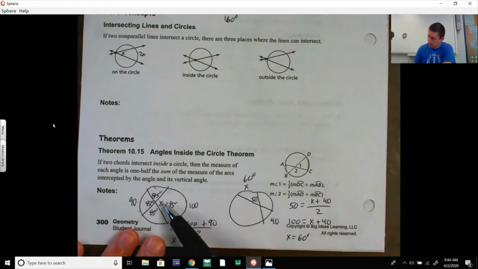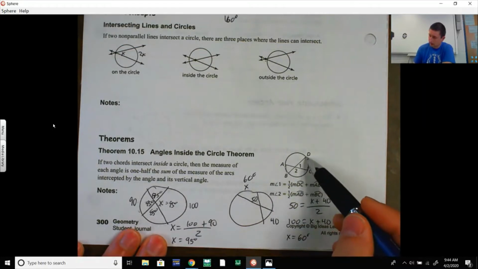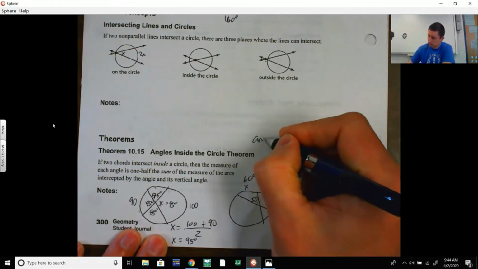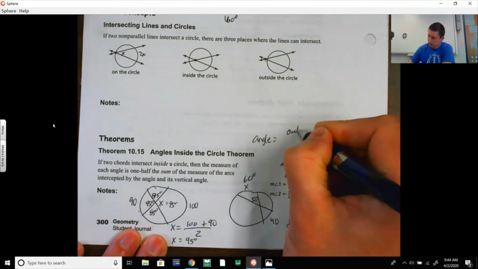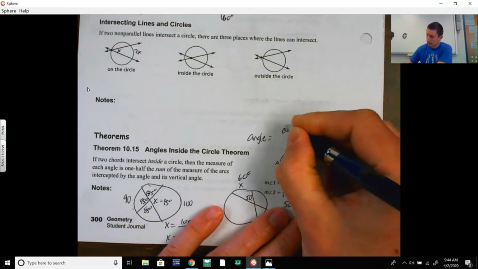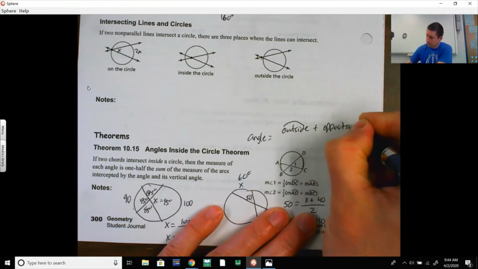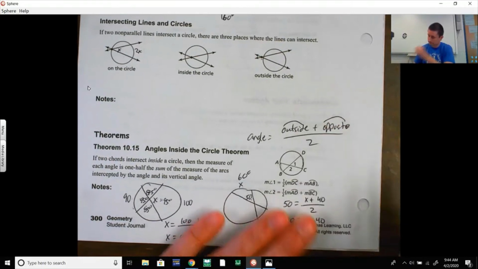So the angle is outside arc plus opposite arc divided by 2. Angle equals outside arc plus opposite arc, divided by 2.